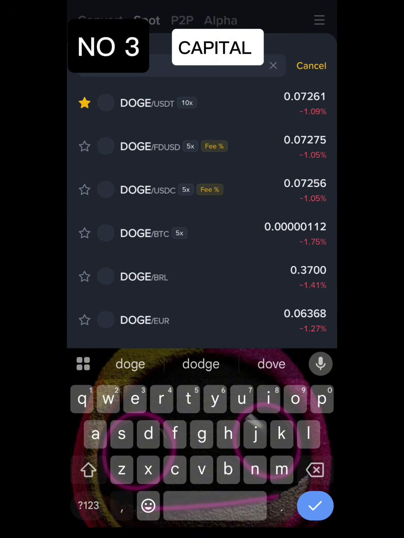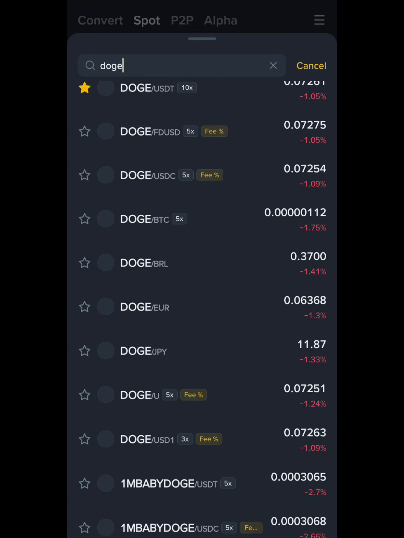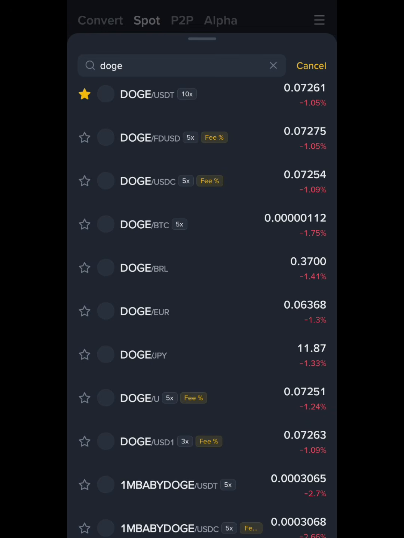Now, for the next part, we'll be talking about the capital needed. Triangular arbitrage is one type of arbitrage that needs a whole lot of capital for you to make money, right? Like I talked about the price differences here. You can see the lowest here currently is, let me check, I think this one, which is 0.07251 Doge U. So let's just check here.